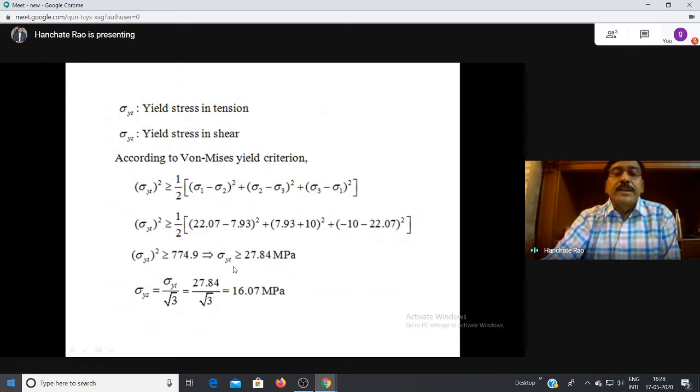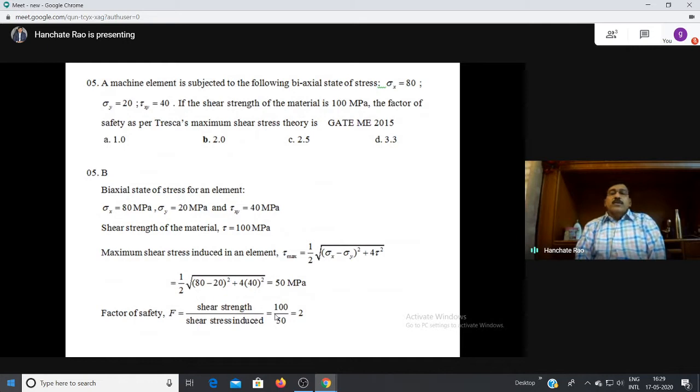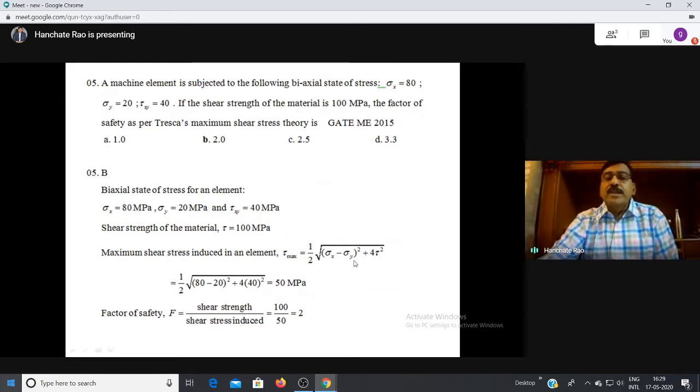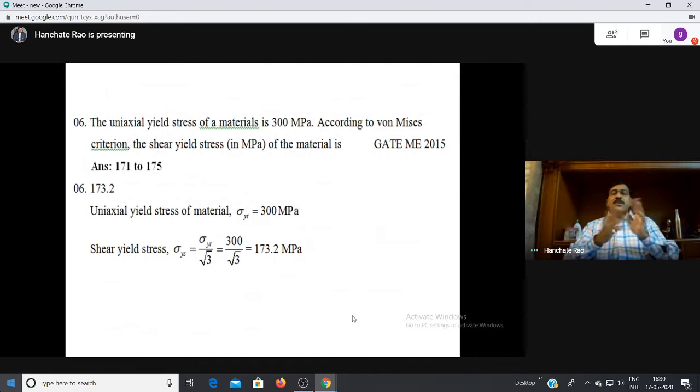Okay, what is sigma yt? So shear stress is equal to sigma y. We want to use maximum shear stress theory. Okay, he has given sigma x, he has given sigma y, he has given tau xy. Shear strength of the material, sigma x minus sigma y whole square plus 4 tau square. So from this we get shear stress is 50 megapascals. That's it. It is a very direct question.